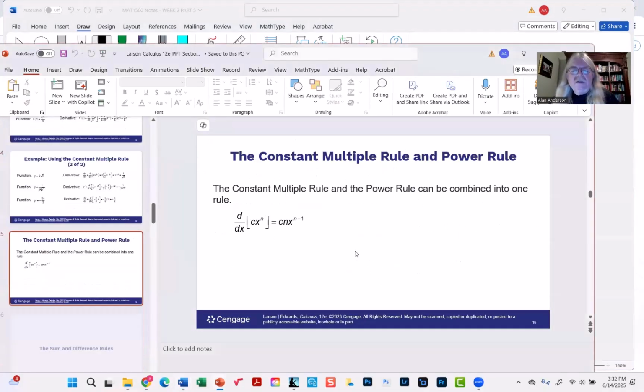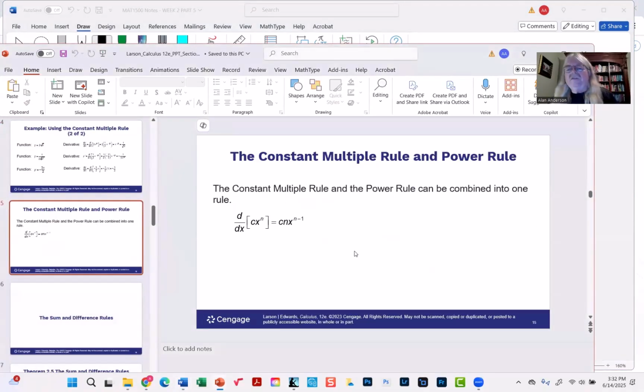And then they're just bringing them together. The constant multiple rule and the power rule can be combined into a single rule. So you can just take an expression like this, and when you're done, you'll end up with c times n times x to the n minus 1. Okay, so that's all there is to it.